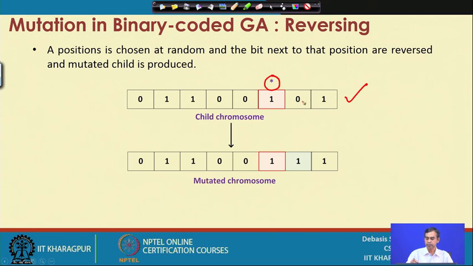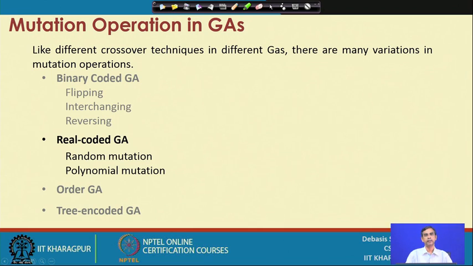So, the previous bit, for example, or the next bit. Suppose we consider the next bit, 0 1, up to the selected bit, we will flip it. If we flip it, then it will give this one, 1. So, this is the mechanism followed in reversing, and this is again the simplest method compared to the previous 2 methods that we have discussed. So, these are the 3 methods followed in binary coded GA for the mutation operation.